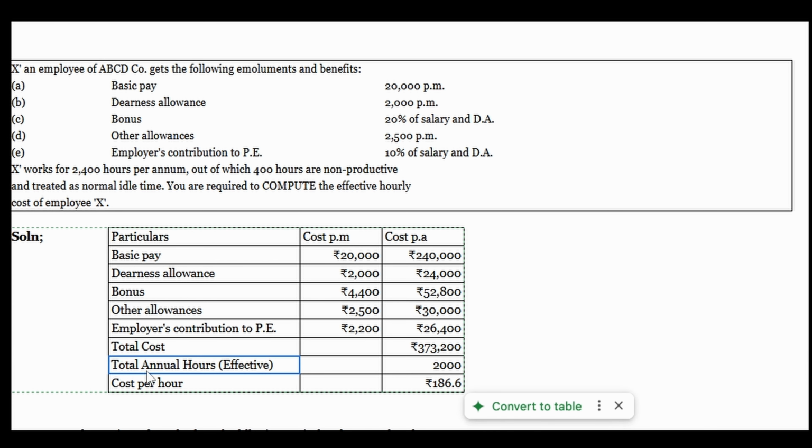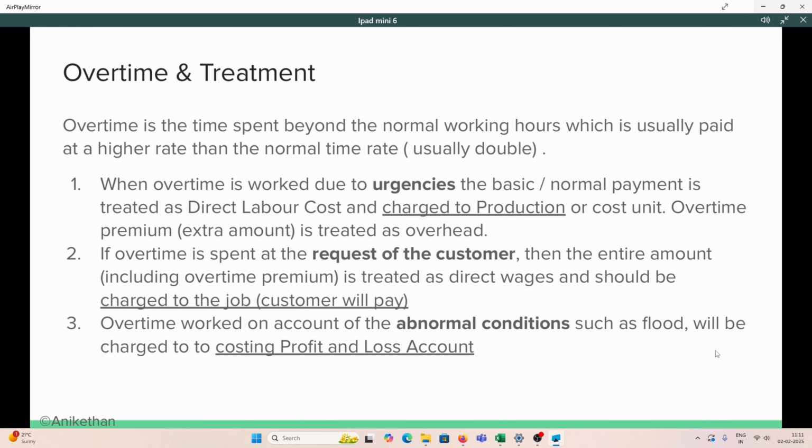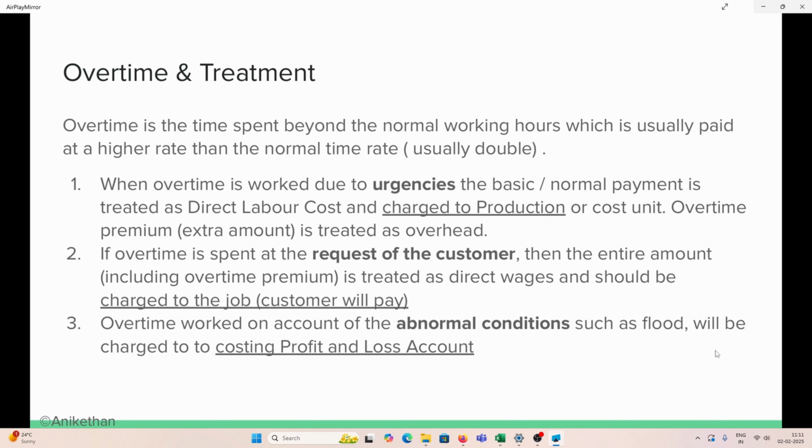So that brings the total cost to 3,73,200. Total annual hours, we saw that 2,400 minus 400, that is the total effective hours. If you divide this by this, you will get 186.6 as the cost per hour. Next, we have overtime and its treatment.